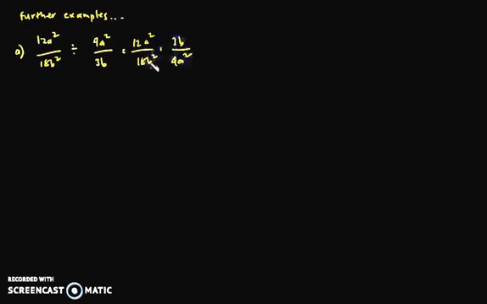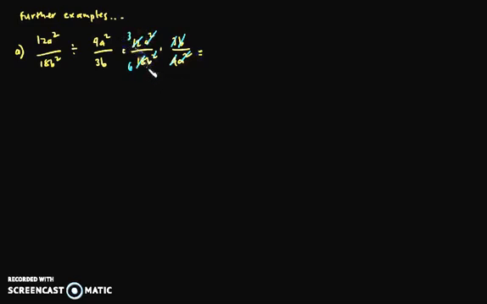So this will become 3, this will be cancelled out. Then 18 is divisible by 3, so this will be 1. Then this is 6. For the variables, a squared cancels. Then b here is cancelled, so the remaining variable is b.